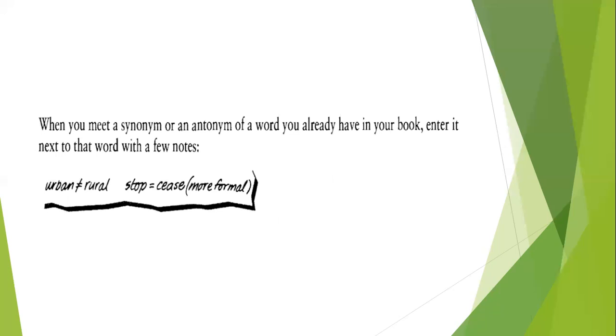The next method is, when you meet a synonym or an antonym of a word you already have in your book, enter it next to that word with a few notes. For example, urban, rural, the words with opposite meanings. Stop, cease. If these are similar words, they are called synonyms. If you use this kind of method, it will help you to memorize better.